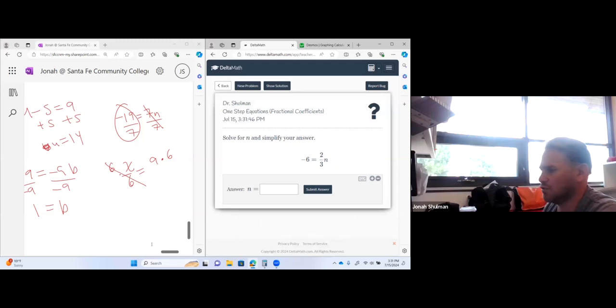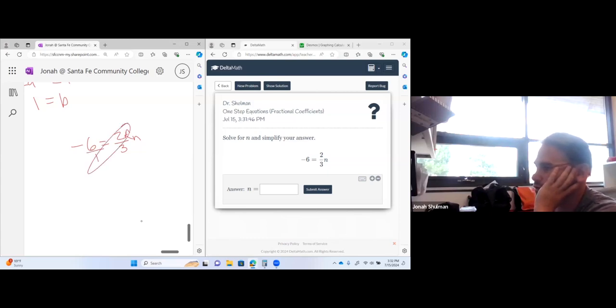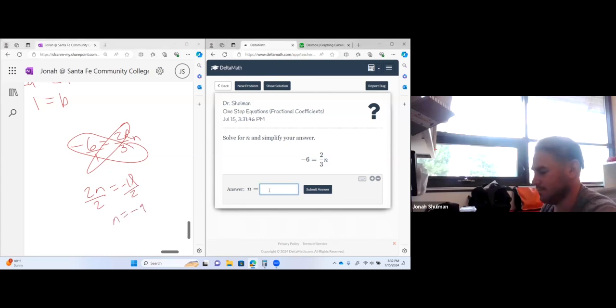Let's do one with a fractional coefficient. So every one of these is going to get harder as we go. The way that I do this, there's two ways you can do this. One, you can take the n and drop it on top. This is the first way, and then cross multiply. So 2n equals negative 18. Divide by 2. You get n is minus 9. That's one way to do it.